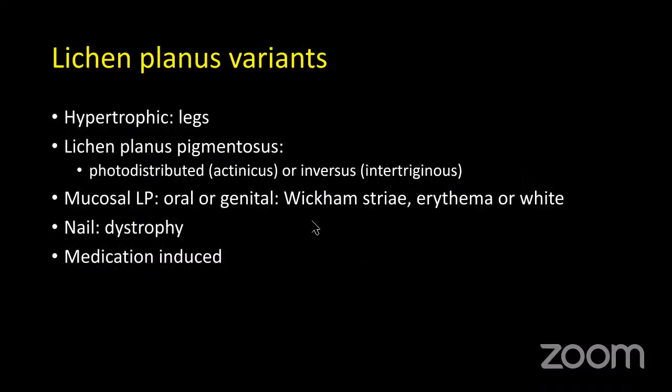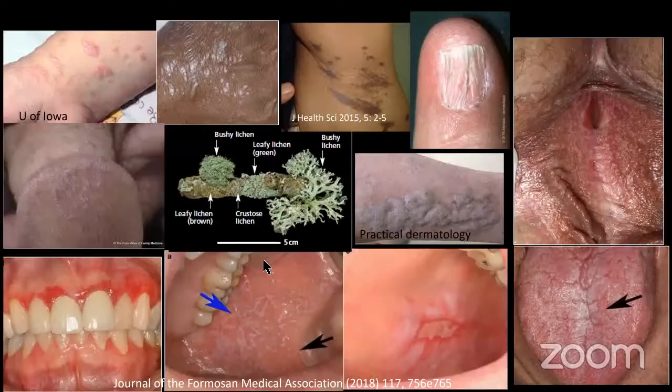So there are a lot of variants of lichen planus: the hypertrophic variant, which is commonly seen on the legs, lichen planus pigmentosus, which could either be photodistributed or in the intertriginous sites like groin, axilla, underneath the breast. There are mucosal variants, both in the oral and genital mucosa. Here, there's this white streaky change over the top, referred to as Wickham stria, and the changes can either look erythematous or sort of white. You can have nail involvement with dystrophy, and as I mentioned, you can have medication induced.